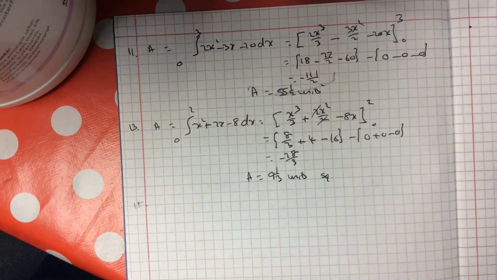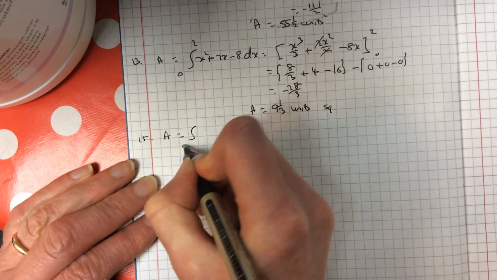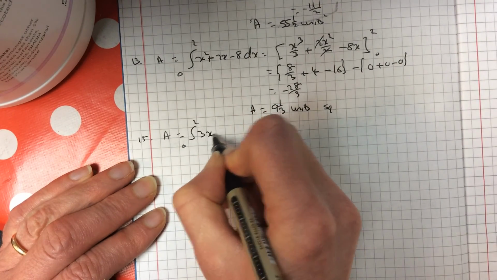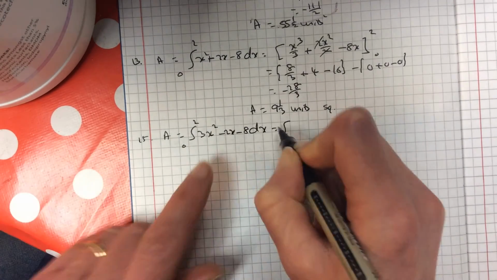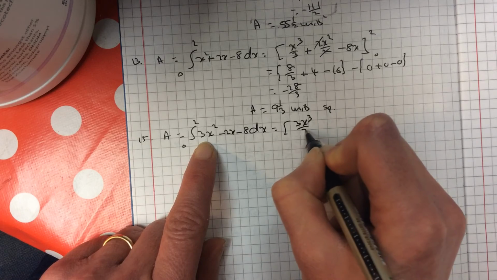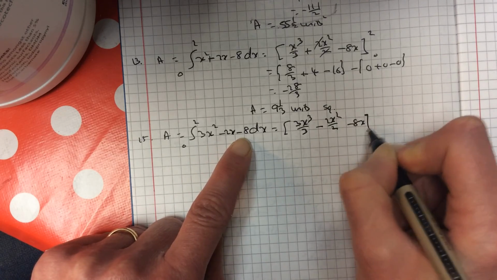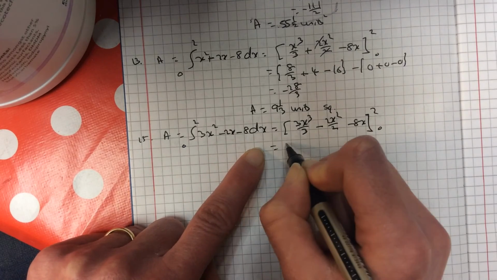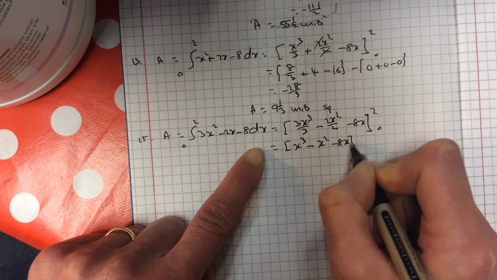And last one, number 15. You've got the area between 0 and 2. You have 3x squared minus 2x minus 8 dx. So to integrate, add 1, divide by it. Add 1, divide by it. X reappears. You can put your c in or not, it doesn't matter. I'm just going to tidy that up a wee bit before I get going.